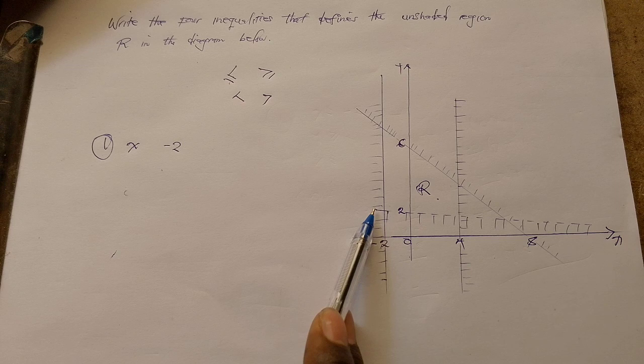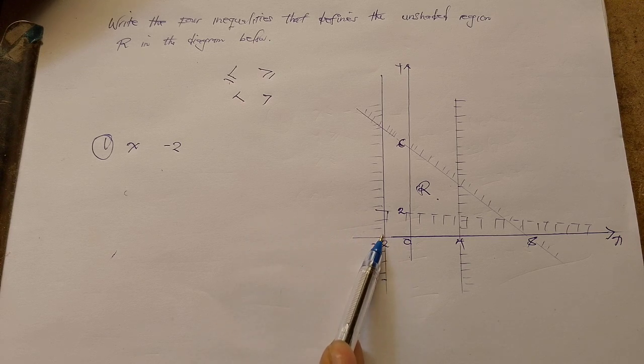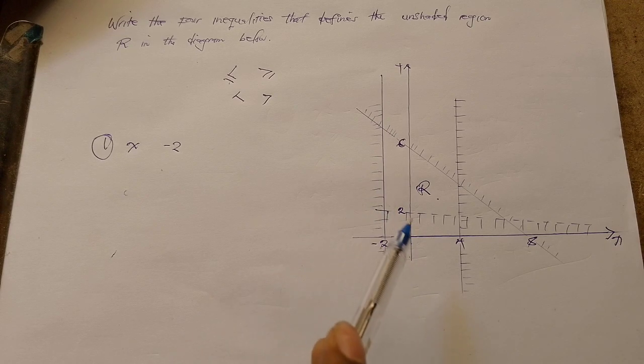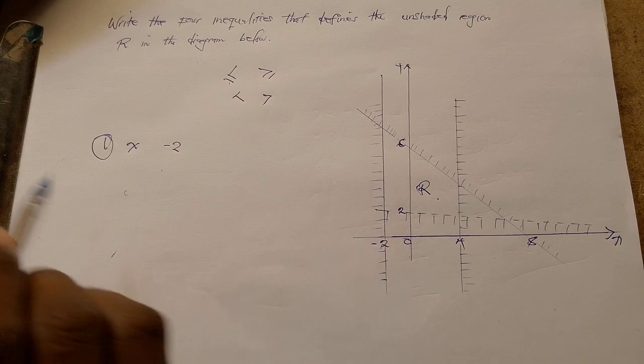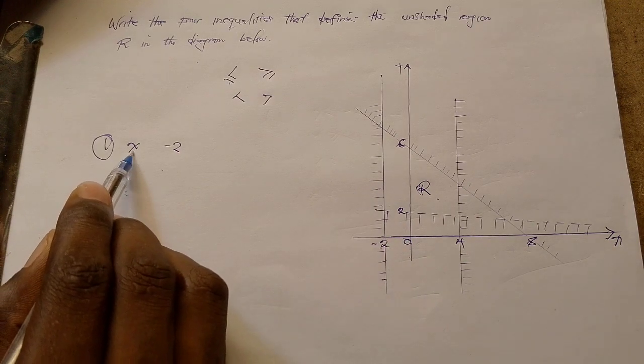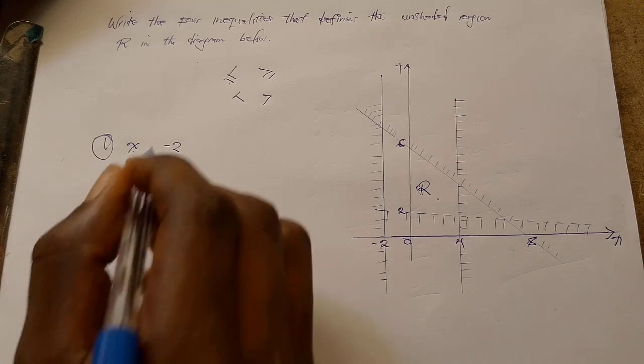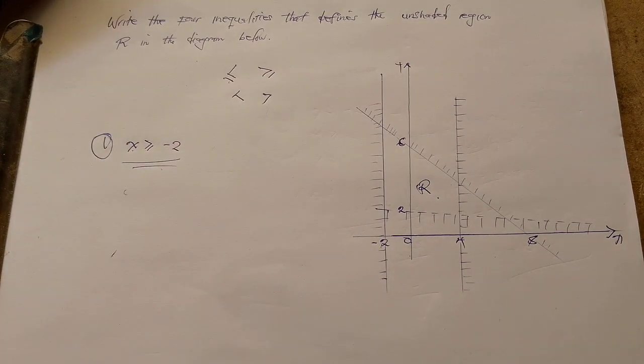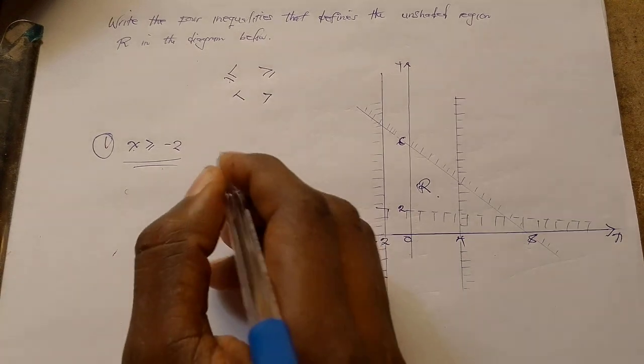They have shaded on this part, which means all the numbers here are less than -2. So the unshaded region is the greater part. Since it is the greater part and the line is solid, we are going to say x is greater than or equal to -2. So this is our answer. That's how we do it.